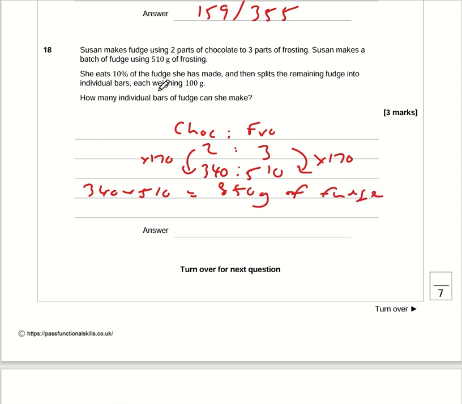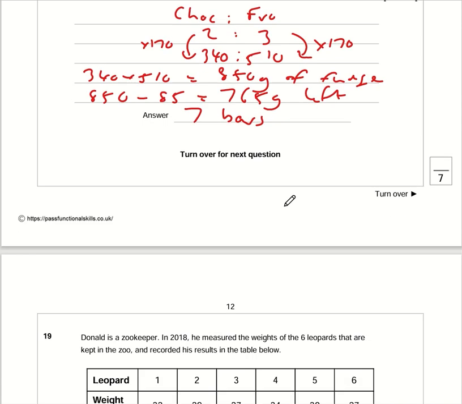Okay, so 10% is eaten. Well, what is 10% of 850? That's 85. So what's left? 850 minus 85, which comes to 765 grams left over. And an individual bar of fudge is 100 grams. So just how many hundreds do we get in 765? Well, we'll get 7 whole bars and 65 grams left over, but that is just 7 bars of fudge. So 7 whole bars and then just a random 65 grams, which maybe she can eat as well, perhaps.